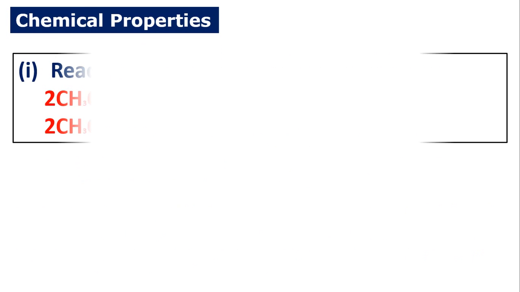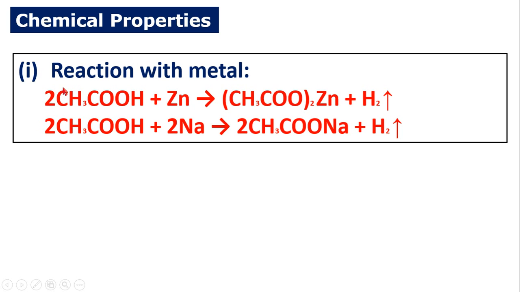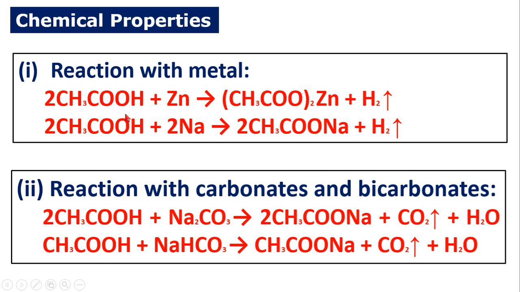Now, what are the chemical properties of ethanoic acid? First one, reaction with metals. The active metals are zinc and sodium. Ethanoic acid, CH3COOH, reacts with zinc to form (CH3COO)2Zn plus H2. Then ethanoic acid reacts with sodium, Na, to form CH3COONa, sodium ethanoate, with the liberation of hydrogen gas. So ethanoic acid reacts with active metals like zinc and sodium, and it forms zinc ethanoate and sodium ethanoate with the liberation of hydrogen gas.